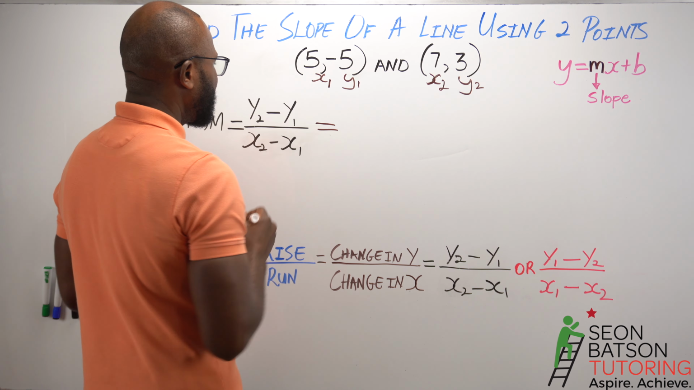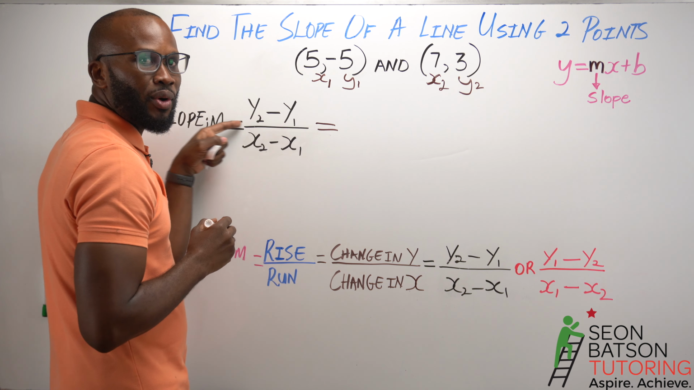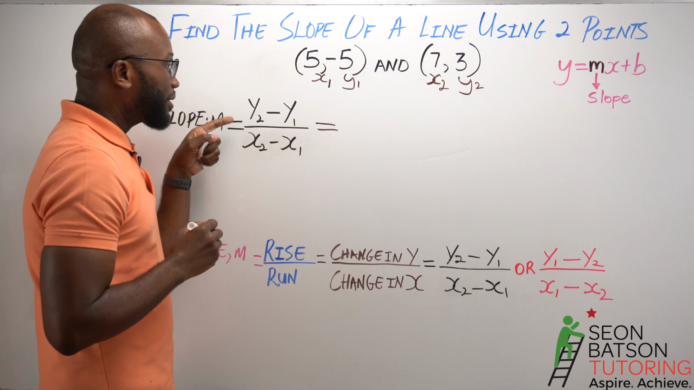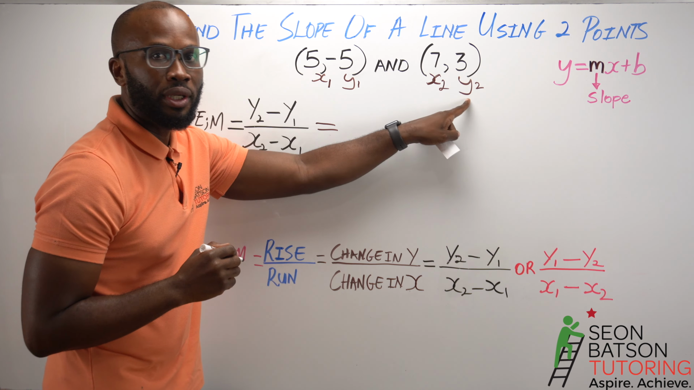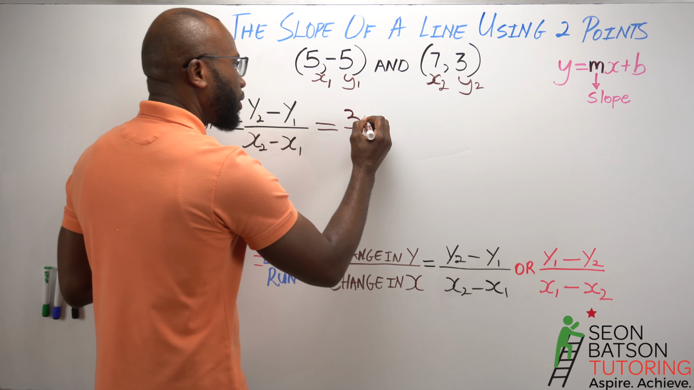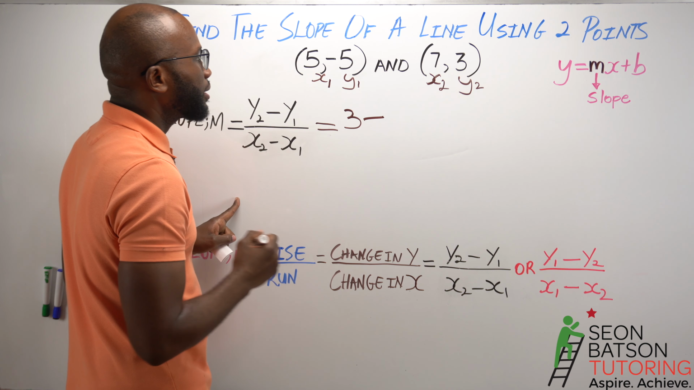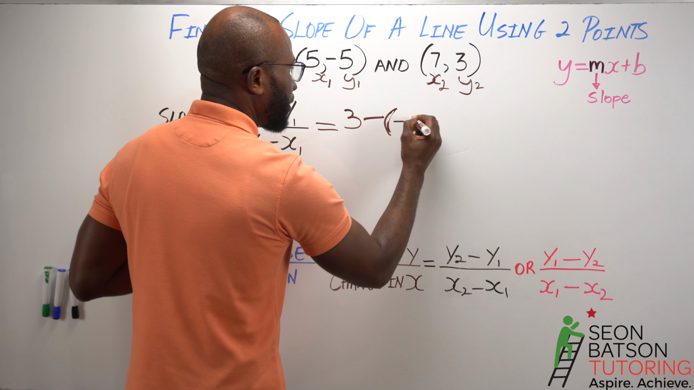The formula says, first we will find the change in the y coordinates. And to find the change in the y coordinates, we will subtract y2, which is 3. We're going to put back our subtraction sign. Then we're going to put y1, which is -5.